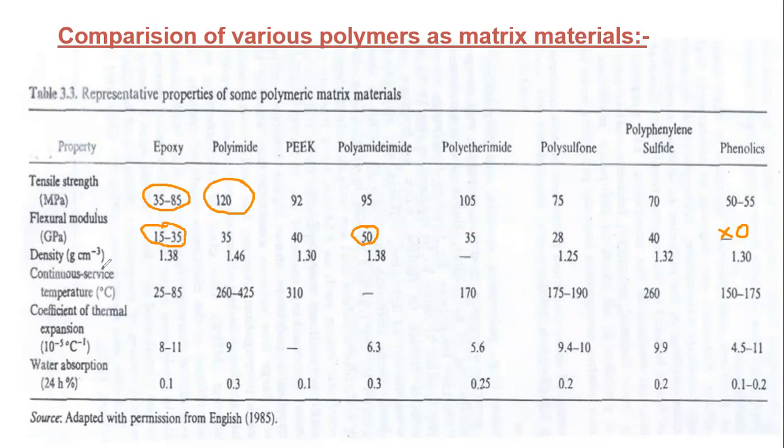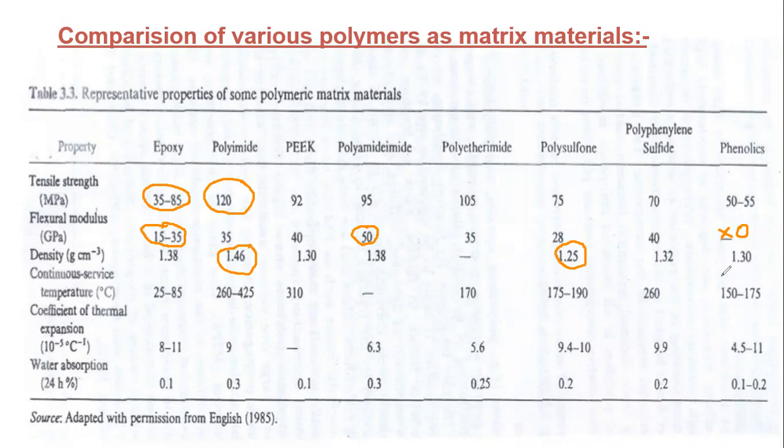Third one is the density. So what is the weight of these polymer matrix materials? The highest density is polyimide, and the lowest density is polysulfone. Polysulfone has 1.25 grams per centimeter cube. So that is about the density.